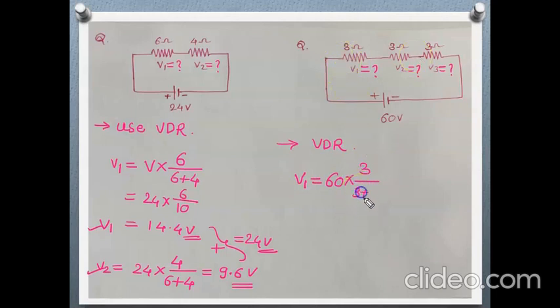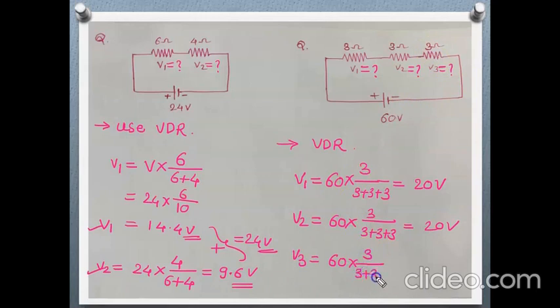As they are connected in series, the total resistance will be 3 plus 3 plus 3, which gives a value of 20 volt. Similarly, V2 is 60 into 3, the voltage across again a 3 ohm, divided by 3 plus 3 plus 3, which gives again 20 volt. Again V3 is the total voltage into 3 divided by 3 plus 3 plus 3, which gives the value of 20 volt. In this way the voltage across each resistance can be found out.